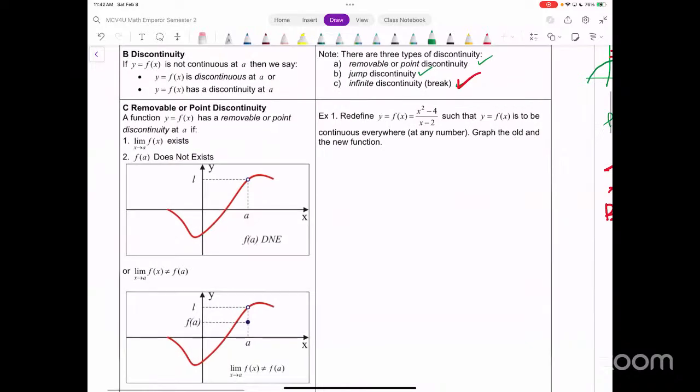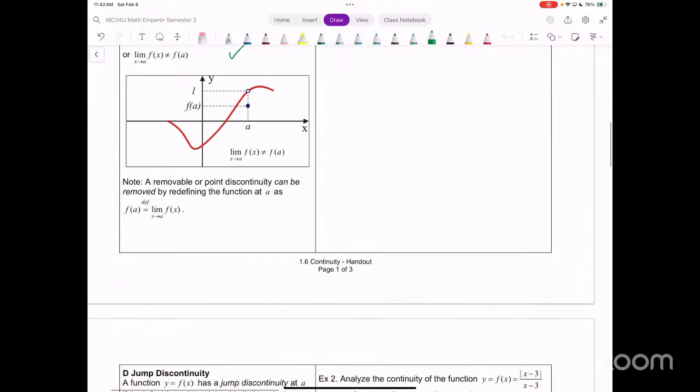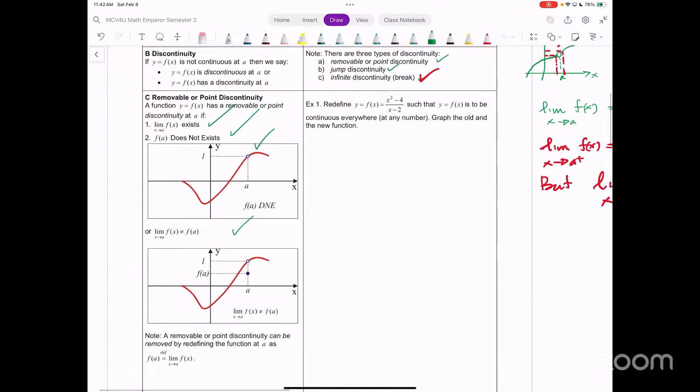So let's look at a picture. This is an example of removable discontinuity. The condition is the limit exists, but as x approaches a, f of x is not equal to f of a, then you can say removable discontinuity.